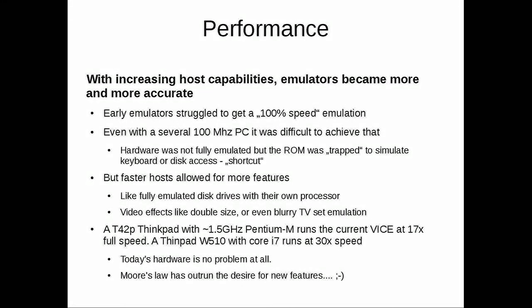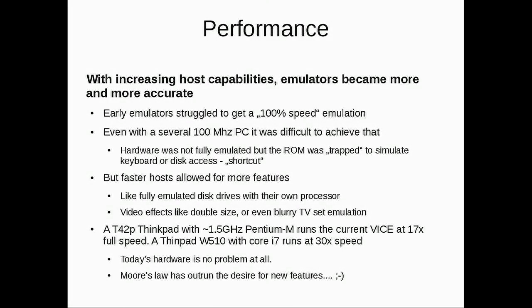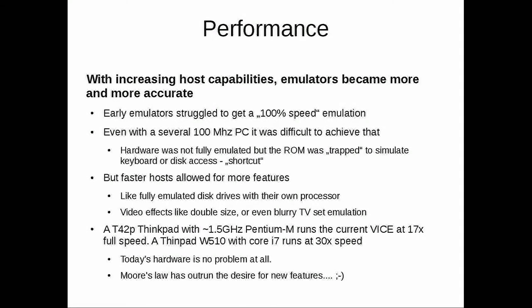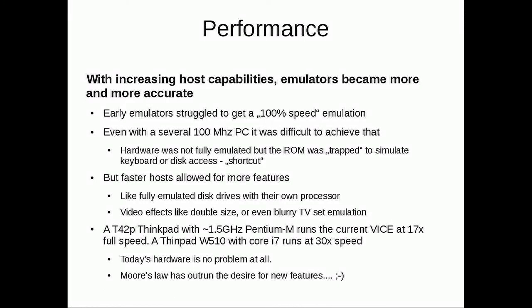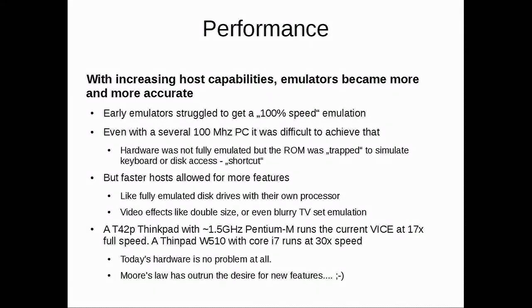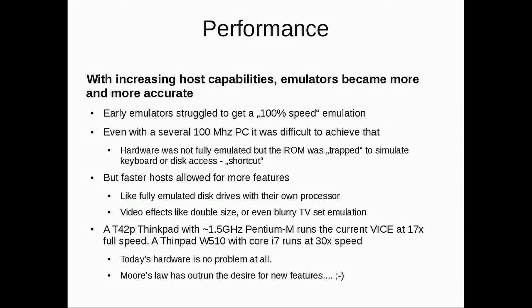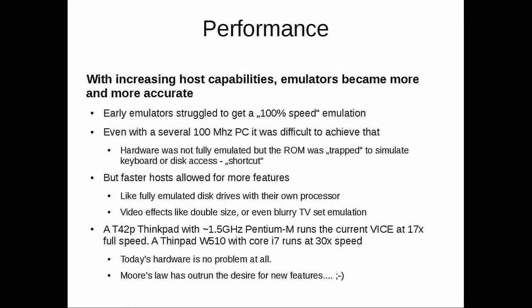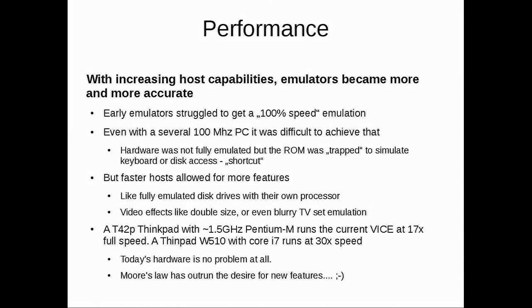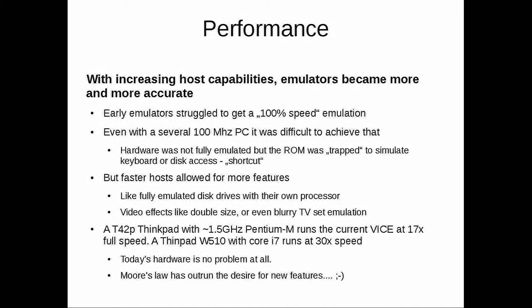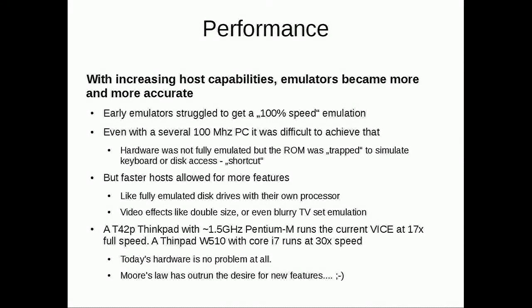The performance in the beginning was a difficult topic. Early emulators struggled to get 100% speed emulation, which means that the emulation runs at the same speed as the emulated system. Even on a several hundred megahertz PC, it was difficult to achieve that, so shortcuts were taken. For example, when executing a specific ROM routine, that is some program that is burned into the firmware of the machine, a shortcut was introduced, so that this was not emulated but run in optimized C-based code and not in 6502 assembler.